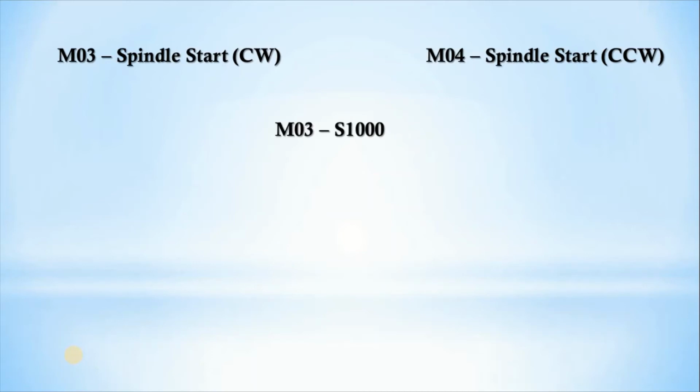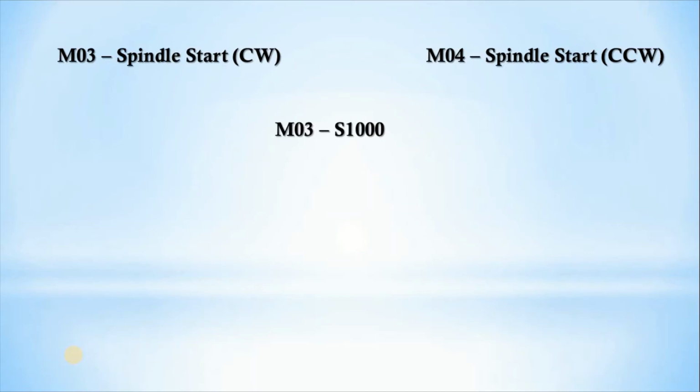Then M03 is spindle start in a clockwise direction, and M04 is spindle start in an anti-clockwise or counterclockwise direction. Based on the specific operation we have to perform, we have to move the spindle either in clockwise or counterclockwise direction. Based on that, we use either M03 for movement of the spindle in the clockwise direction, or M04 for movement of the spindle in the counterclockwise direction.